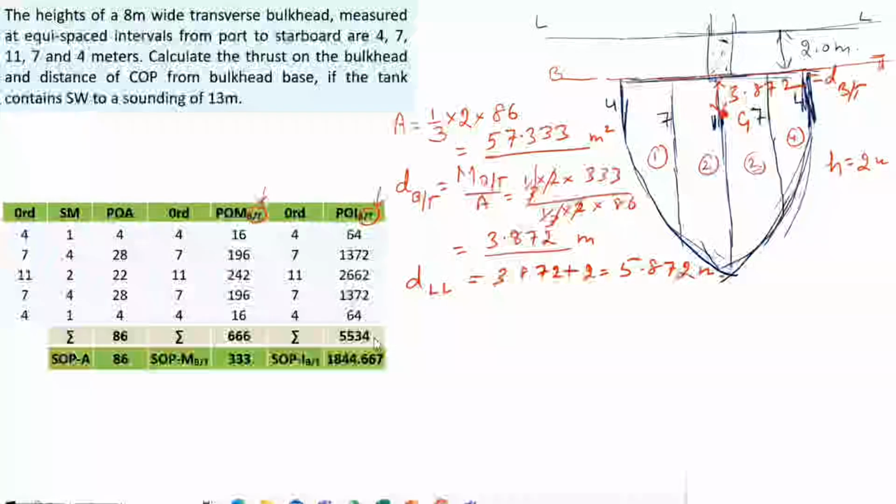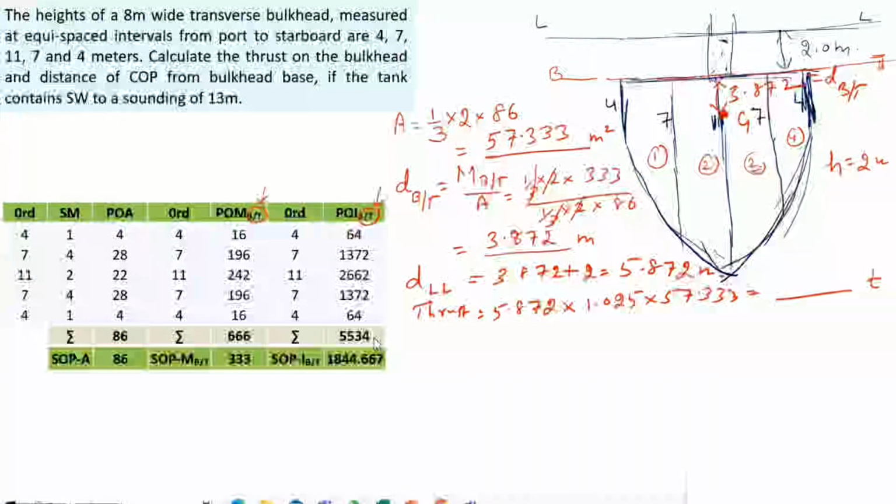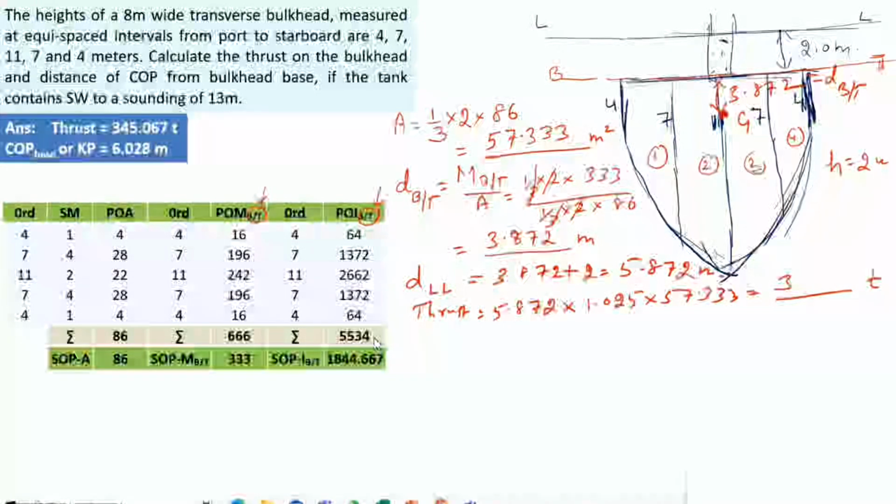So now if he wants the thrust, yes, let's finish off the thrust first. Thrust will be equal to DLL, 5.872, multiplied by density of the liquid, what is given in this seawater 1.025, into the area of 57.3. How many tons is the thrust, guys? 345.067, correct. Answer I have put on the screen.